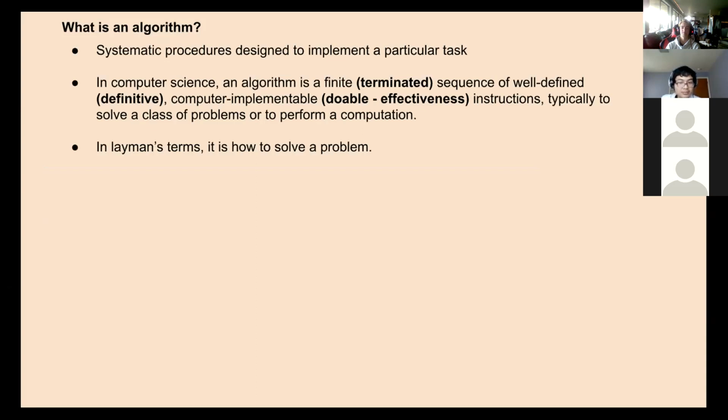An algorithm consists of three things, right? So it has to be terminated, definitive, and doable, meaning we have to be able to apply it to something. So in layman terms, once again, it's how to solve a problem.